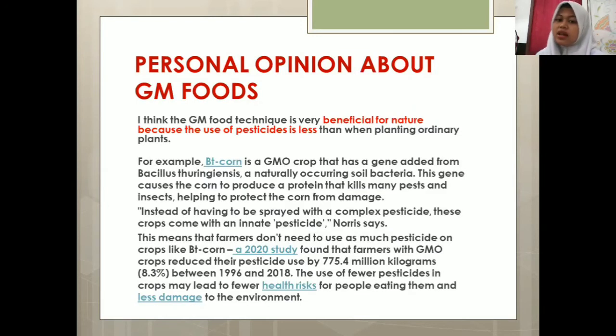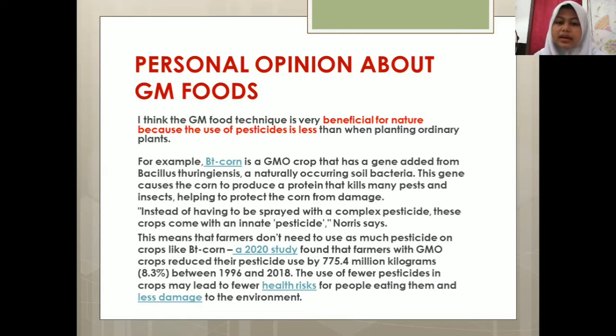And the last is my personal opinion about GM food. I think the GM food technique is very beneficial for nature because the use of pesticide is less than when planting ordinary plants. For example, Bt corn is a GMO crop that has a gene added from Bacillus thuringiensis, a naturally occurring soil bacteria. This gene causes the corn to produce a protein that kills many pests and insects, helping to protect the corn from damage.